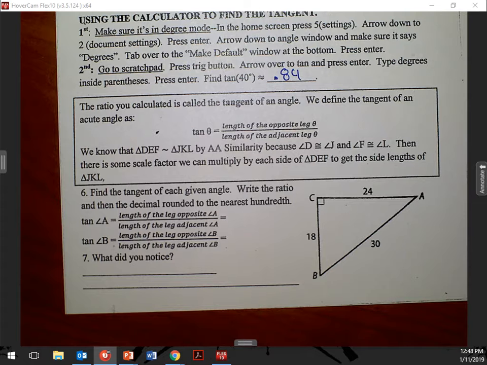Okay, the ratio that you calculate is called the tangent of an angle. We define the tangent of an acute angle as the length of the opposite leg over the length of the adjacent leg. Okay?